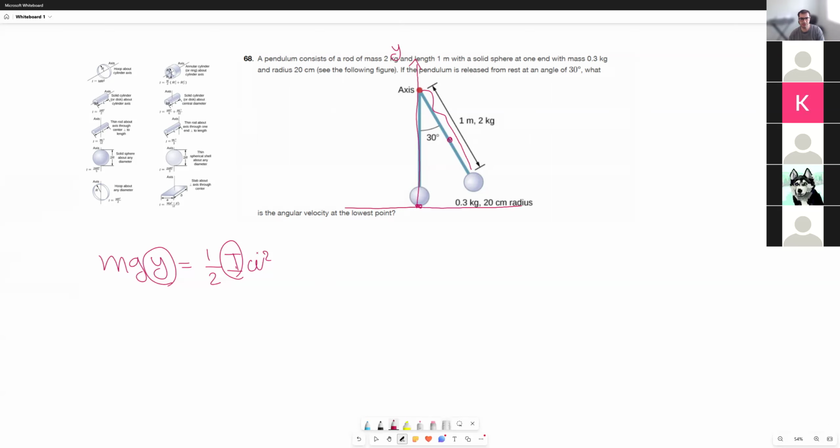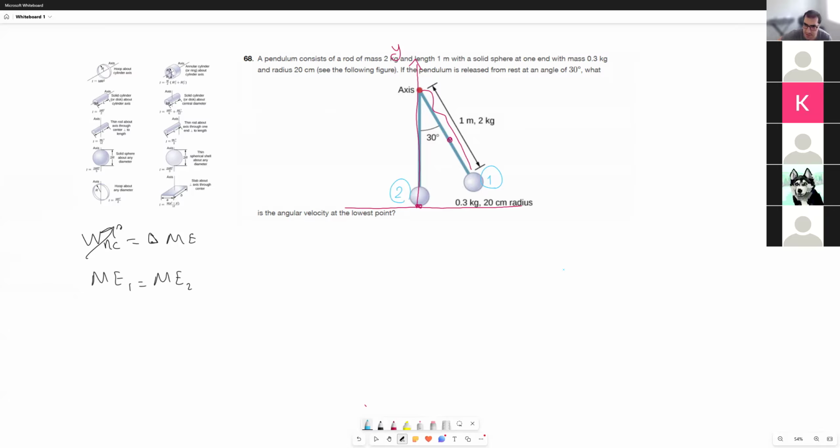First of all, is mechanical energy conserved, guys? There is no non-conservative force here. The only force acting here is gravity, and gravity is a conservative force. So mechanical energy at point 1 is going to be equal to mechanical energy at point 2. I'm going to call this point 1, and this is going to be point 2.